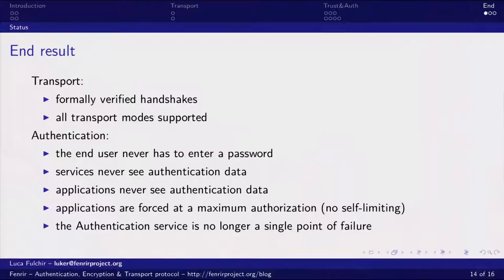Since every token is managed again by the client service, the user only has to decide whether to allow an application to access what it has to access or not. Applications and services never see authentication data, so we have less and less security related stuff inside the applications, which is a nice thing. We have a forced maximum authorization, and the authentication server is no longer a single point of failure.